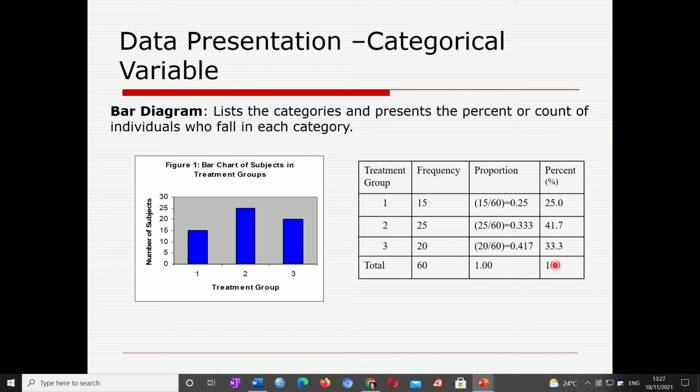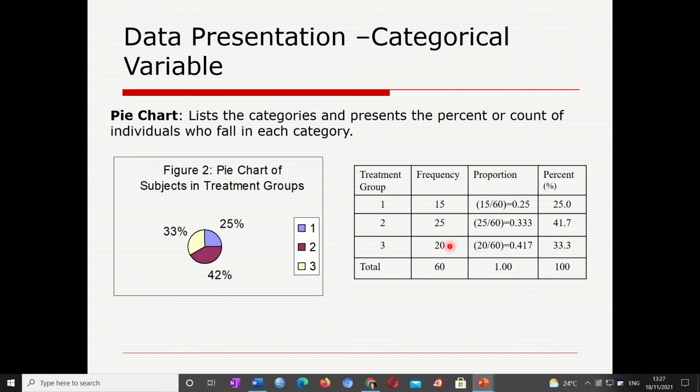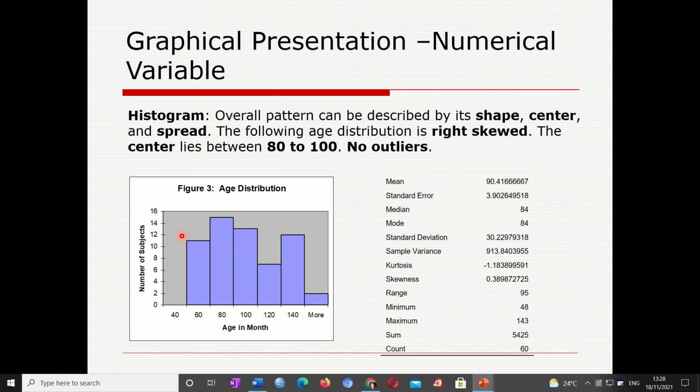Now, percentages are good for pie charts, okay? So we can have a pie chart and we can use this percent. But if we have a bar chart, we use these frequencies. Now here, as I said, this is a pie chart of subjects in treatment groups, okay? So a pie chart is good for this percent: 25%, this part represents 25%, this part represents 42%, 4%, and this is 32%.